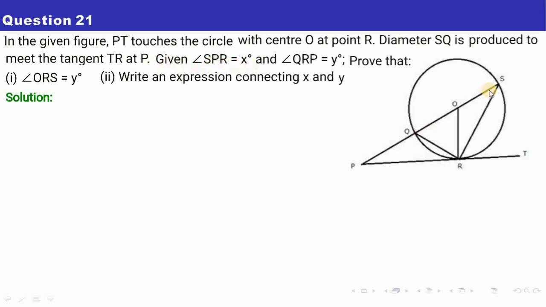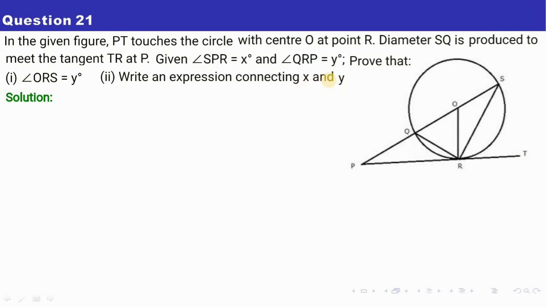SPR means we are talking about this angle. So this angle is given to be x, and QRP, so this is QRP, that is this angle. This angle is given to be y degrees. So we need to prove that angle ORS is y. ORS means we need to calculate this angle, and this angle will be equal to y degrees. That is what we need to prove. Then write an expression connecting x and y, which we will see later on.